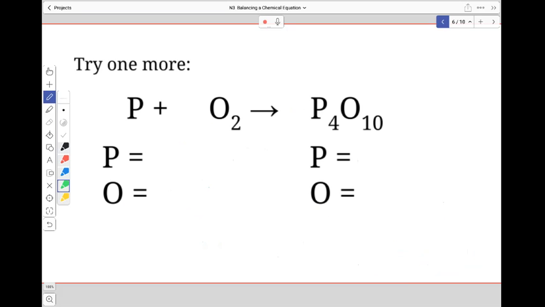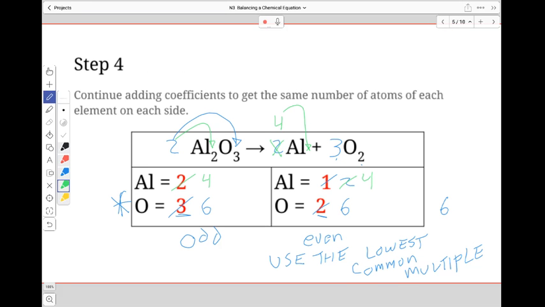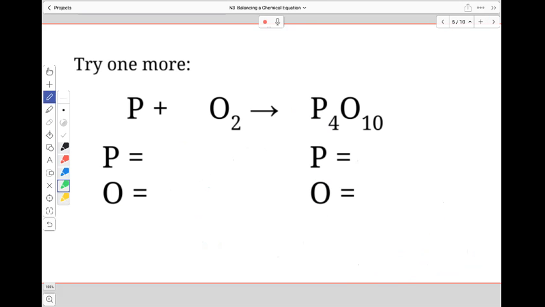Okay. Now, let's try to do this one more together. So we did step 4. So now we're going to do this one more together as a team. The very first step is we're going to start from left to right and count the number of atoms present. There's no subscript behind P, so that tells me that I have 1 phosphorus. There is a subscript of 2 behind oxygen, so I have 2 oxygens. On the product side, I have a subscript of 4, so that's 4 phosphoruses, and I have a subscript of 10, so that's 10 oxygens.